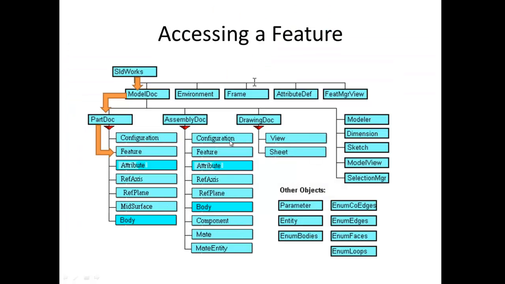So again, if you want to try to visualize what we just did in the SolidWorks API tree, this is it. Start from the top and make a path all the way down to the feature that we want to work with.